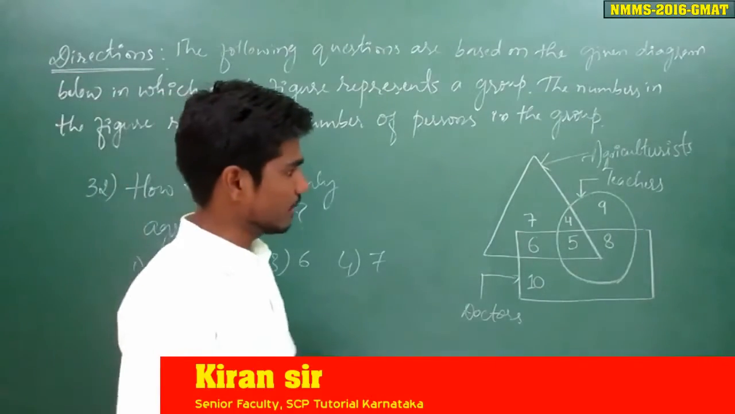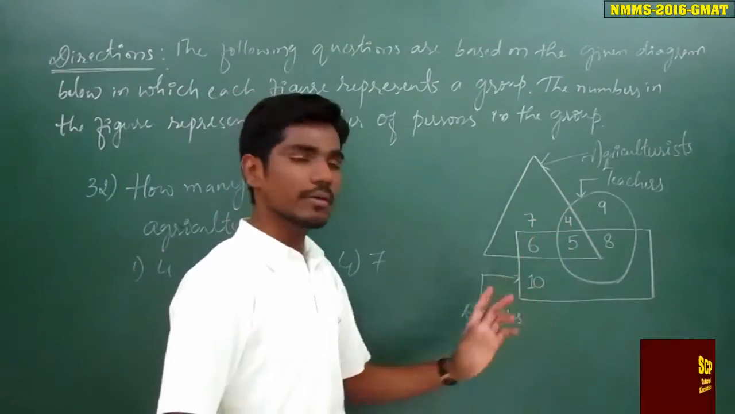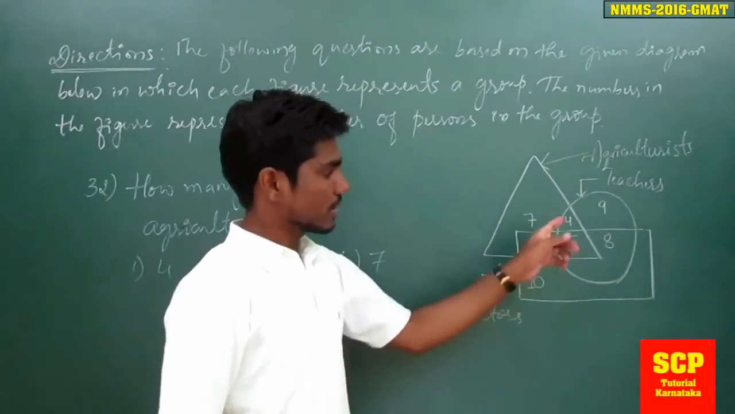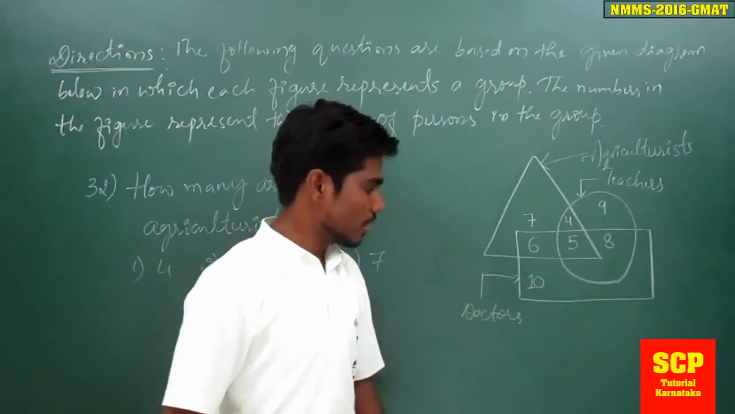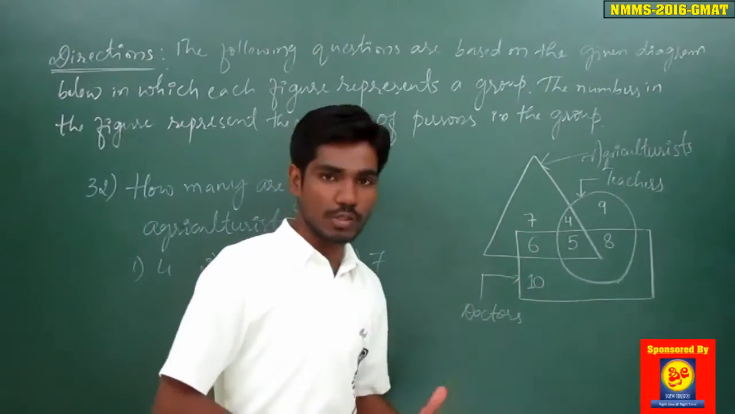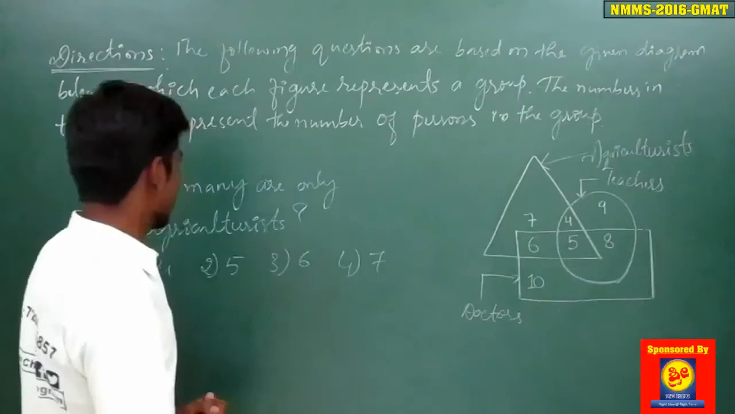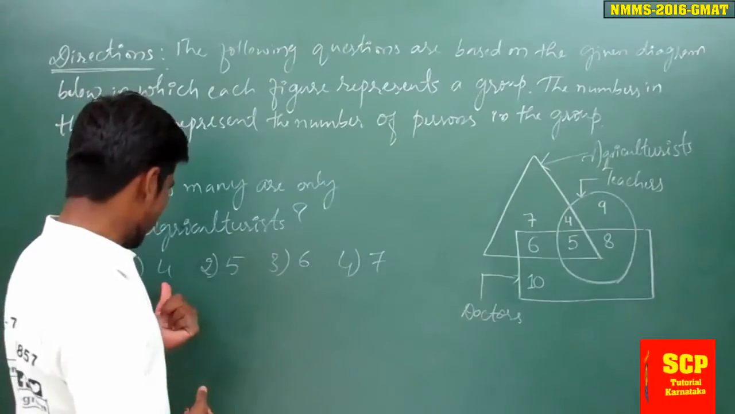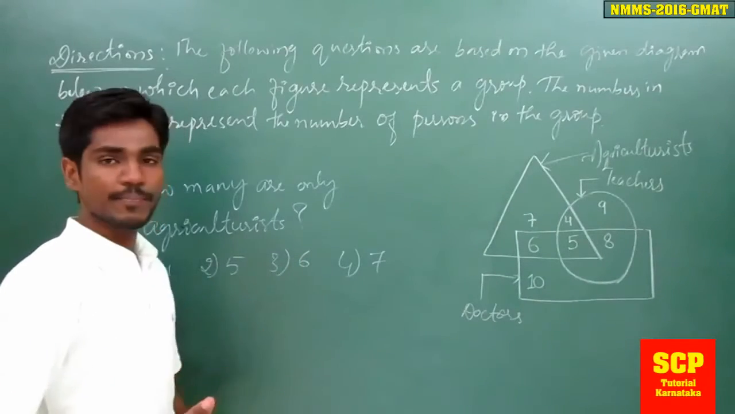Here three figures are given, the triangle, circle and rectangle. Triangle represents agriculturists, circle represents teachers and rectangle represents doctors. The given question is, how many are only agriculturists? The options are 4, 5, 6 and 7.